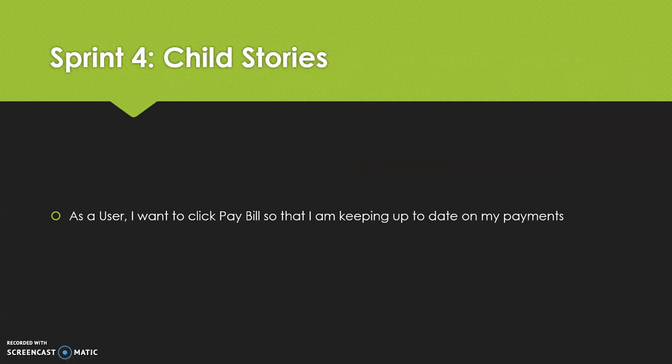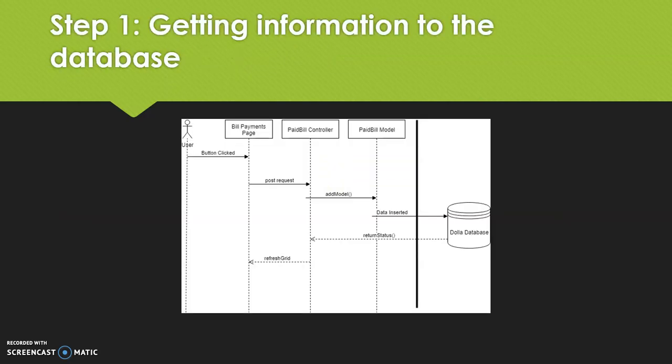As a user, I want to click pay bill so that I'm keeping up to date on my payments. Step 1, getting information to the database. As the user clicks the button on the bill payments page, it sends a POST request to the paid bill controller. The paid bill controller then adds the model to the paid bill model. That data is then inserted into our database. Then it returns a status back, and now we just refresh the grid.